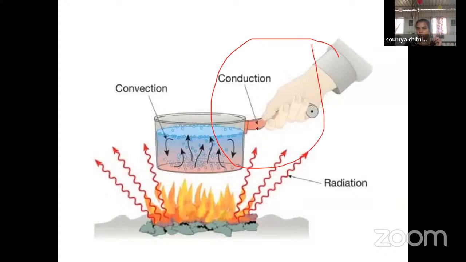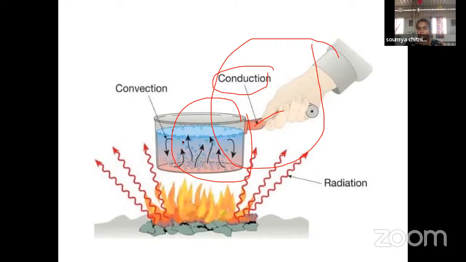You can see conduction is because of these water molecules. The pan gets heated up, because of the pan the handle gets heated up, and when we touch it, it is hot, right? So conduction will be there. Okay, this process can be between solid and liquid.